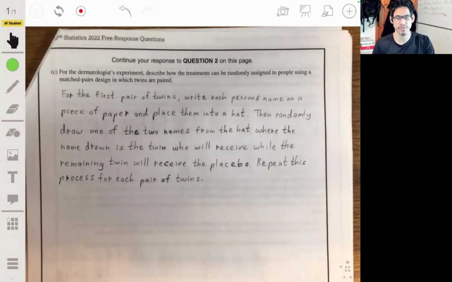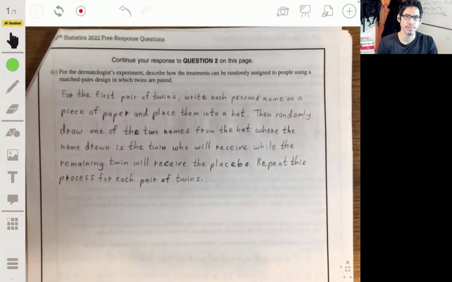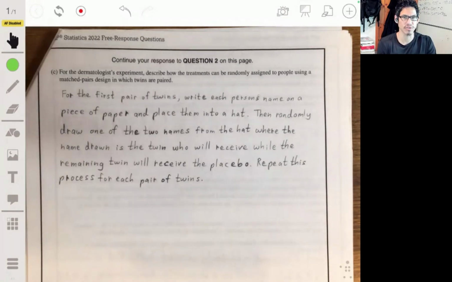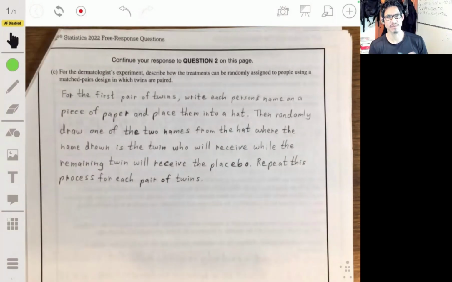You could always use a random number generator, but I would say that you have to be a little more clear and more detailed in writing your response. Like you have to say, within each pair of twins, assign each one a 1 or 2. And then I'm worried sometimes, how do you know which one to assign a 1 and which one to assign a 2? That sort of thing.